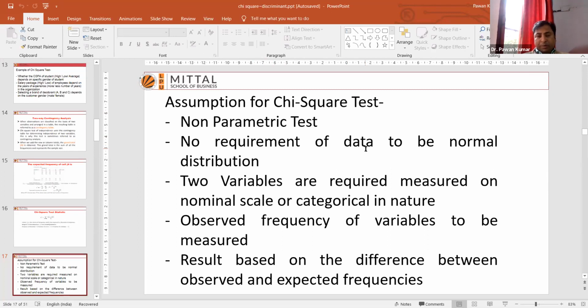because it is categorical. So there is nothing to worry about normality, because even a violation of normality does not matter. And two, your independent and dependent variables must be on a nominal scale. It must be measured on a nominal scale, meaning categorical in nature, and you are going to measure the observed frequency of variables, and the result would be based on the difference between the observed and expected frequencies.